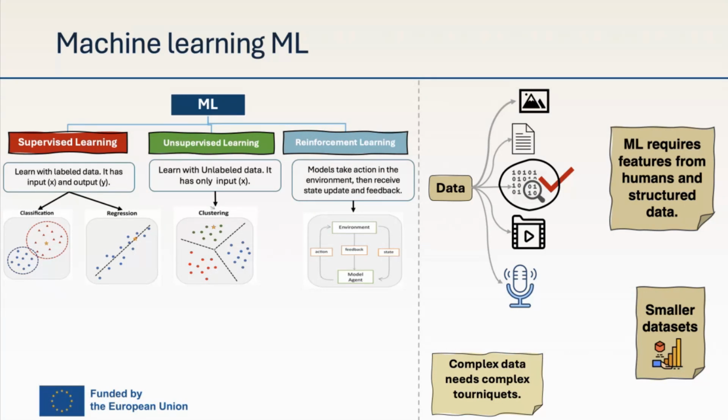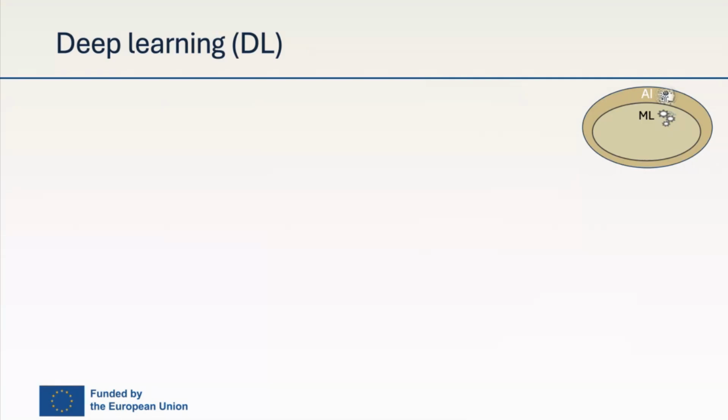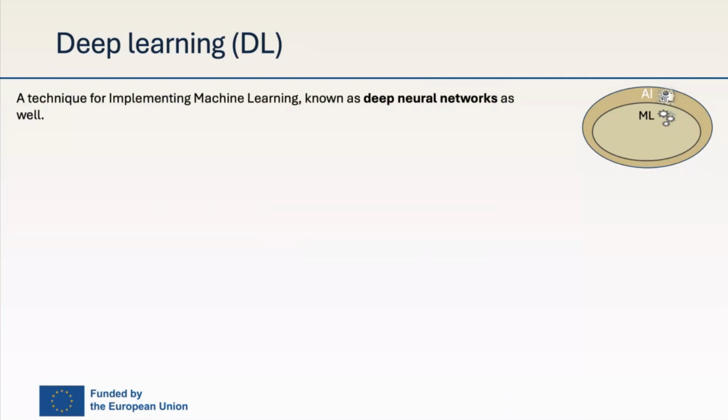So this can be very complicated for images, audio and video data. Also, machine learning is considered suitable to deal with a smaller data set. And finally, when we talk about complex data forms like images, audio and video, we prefer to use a more complicated technique.